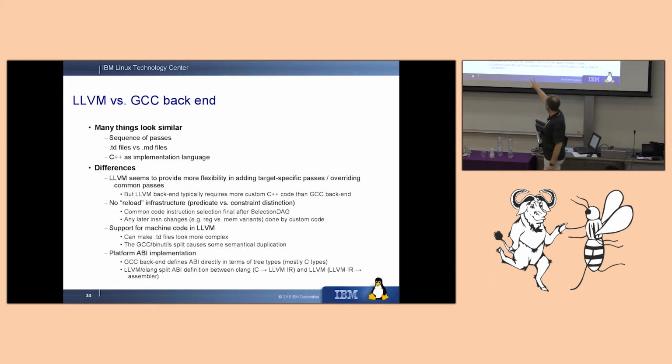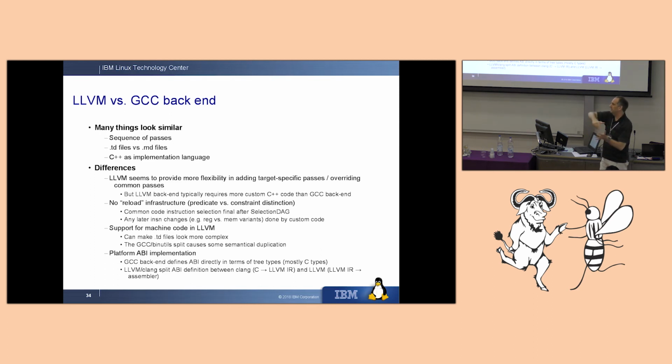One major difference, as far as the backend look and feel is concerned, is that there is no reload. On the one hand, people complain about reload, or LRA, but it has the same. So the main difference is that in GCC, on the higher level RTL, you have your predicates.